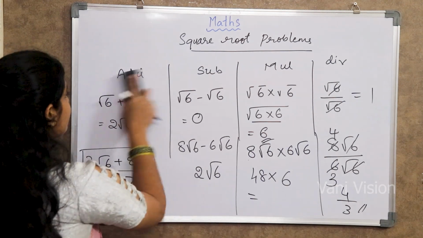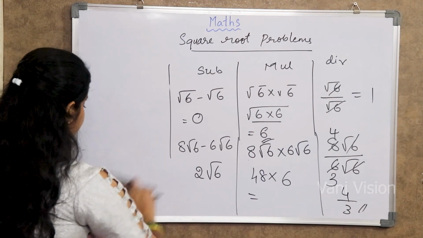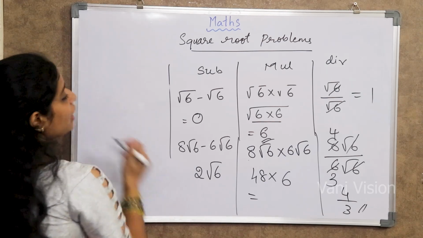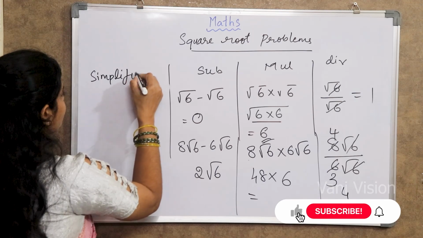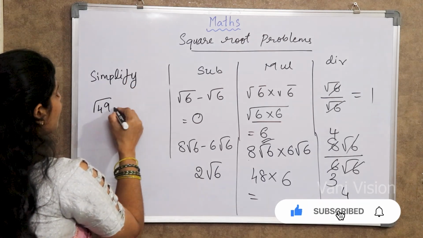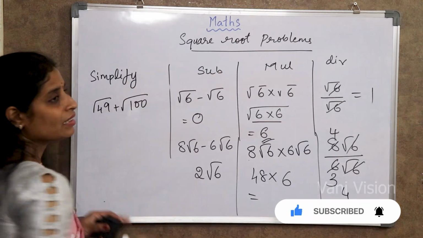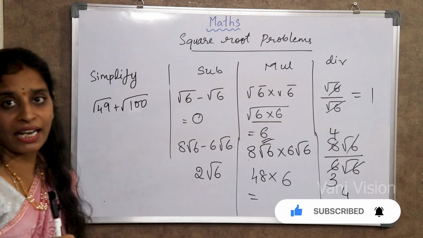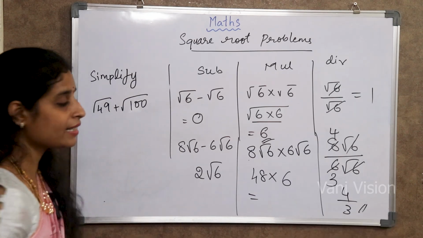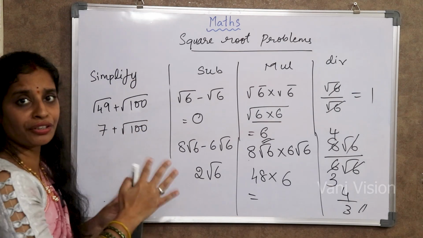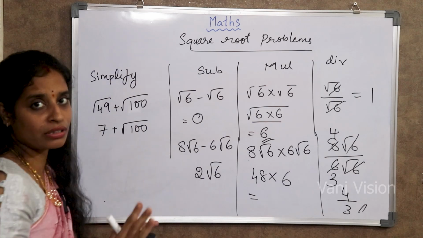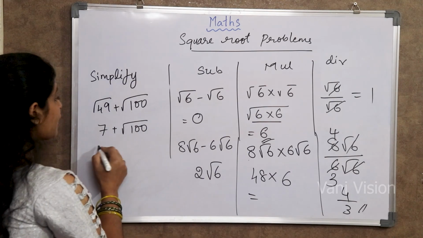Suppose the roots are like this. Suppose I ask you to simplify root 49 plus root 100. Root 49, I know what it is. Directly I can write 7. Right? But 100, how are you going to write? So you are not going to stop here only. Why? Because our answer is not this. Right? This one, how are you going to write?